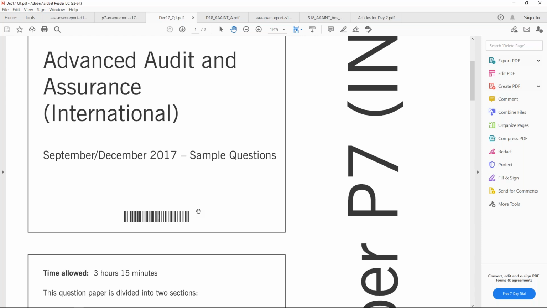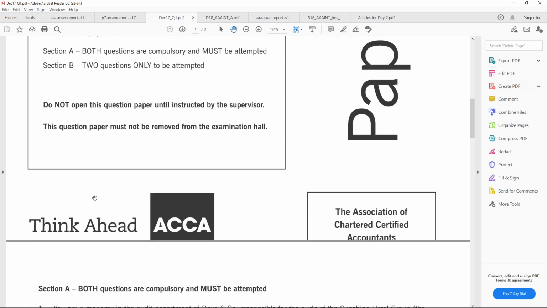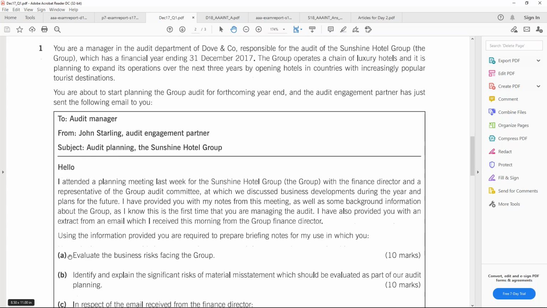So in the 15 minute break, what will you do? You will read through this case study, question number 1, and there is a requirement: evaluate the business risk for 10 marks.